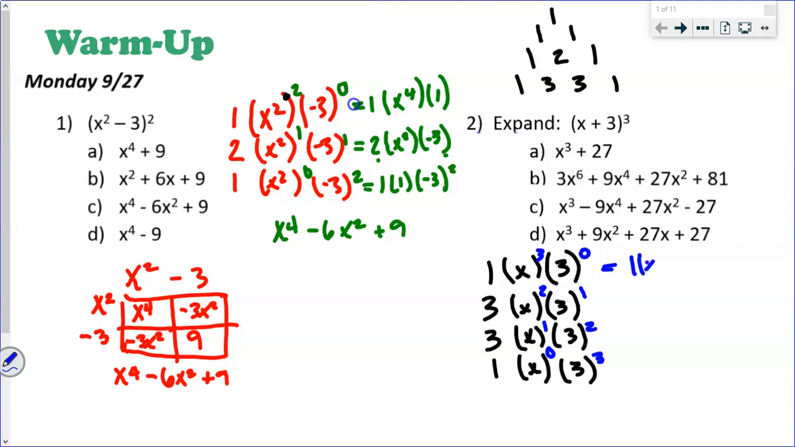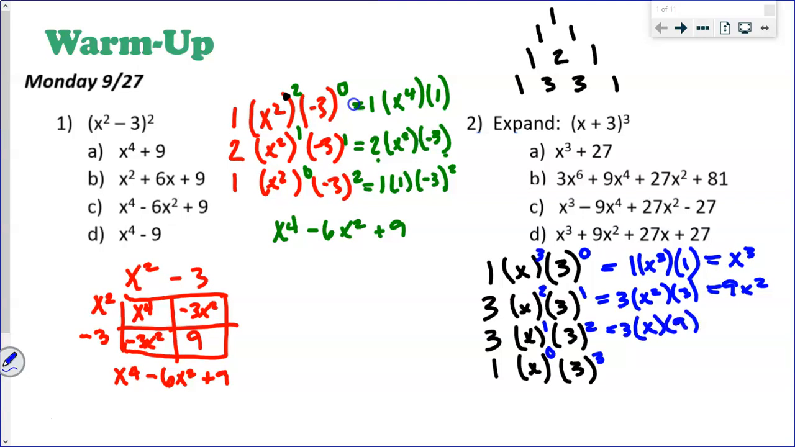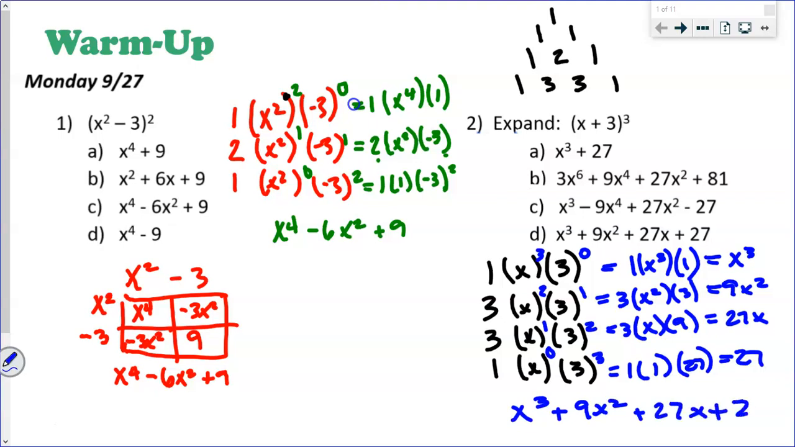So this is going to be 1 times x to the third times 1. So this is going to be x to the third. This is going to be equal to 3 times x squared times 3. So that's going to be 9x squared. This is going to be 3 times x times 3 squared, which is 9, and 3 times 9 is 27, so this is going to be 27x. And then this last term is going to be 1 times 3 to the third. 3 times 3 is 9, times another 3 is 27. So that's going to be 27. So our final answer is going to be x to the third plus 9x squared plus 27x plus 27.